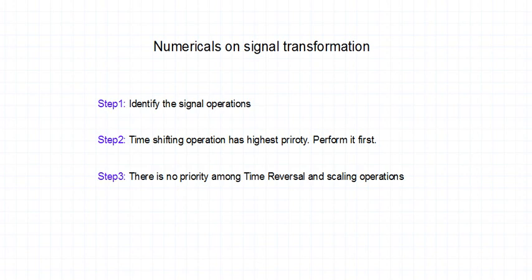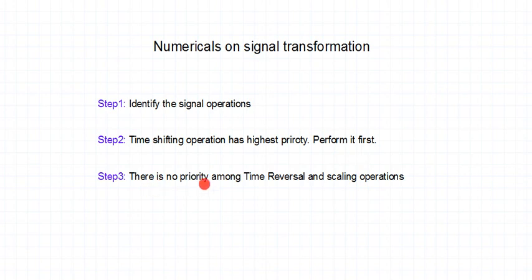So what should be step number 1 in that case? Step number 1, you identify what all operations are present in the input signal. Step number 2, if there is a time shifting, then the time shifting operation has the highest priority. This is very, very important, because we have three operations: time shifting, time reversal and time scaling. If all three are present, which operation should be performed first? It is always the time shifting operation that should be performed first. This is the rule. Note this down properly.